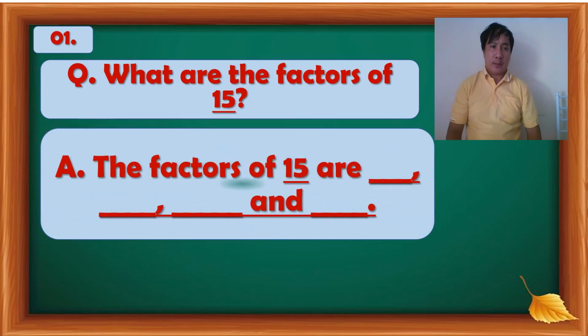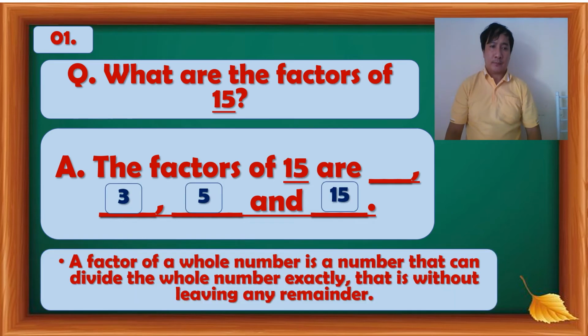Number one, question. What are the factors of 15? Answer. The factors of 15 are blank, blank, blank, and blank. The factors of 15 are 1, 3, 5, and 15.